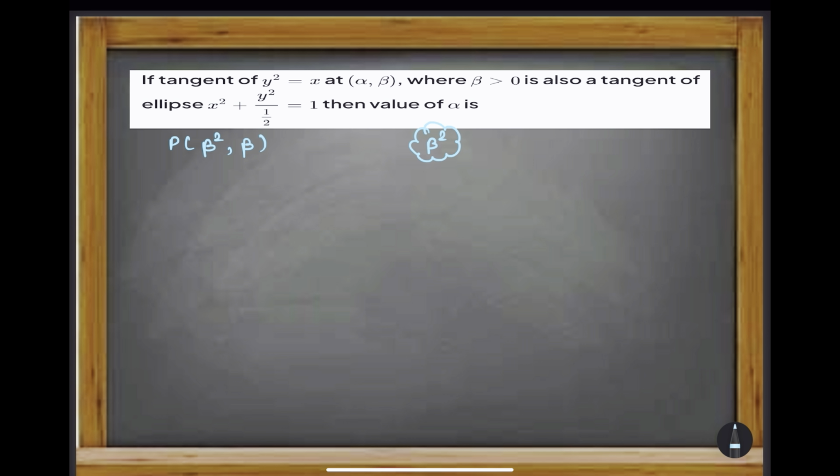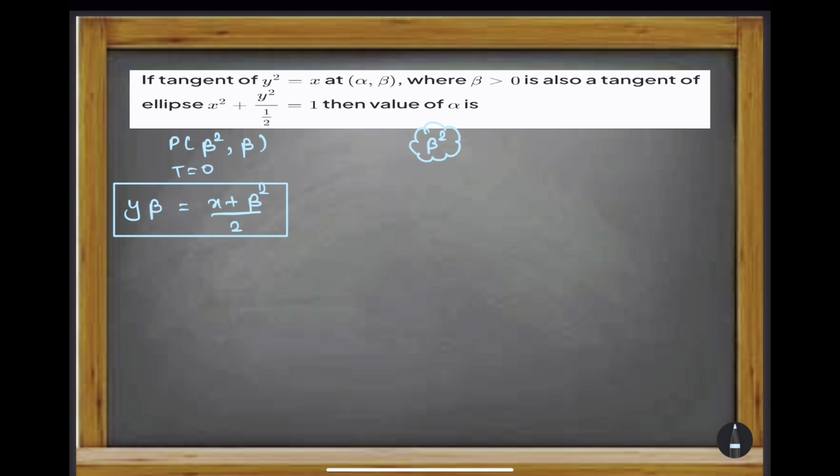Okay. Now look at how we will approach this. The tangent at this point: this point (alpha, beta) is on the curve y square equals x. So can I go with T equals 0? So it is y y1 equals (x plus x1) by 2. So this is our tangent. Okay. I hope till this part you guys are okay.